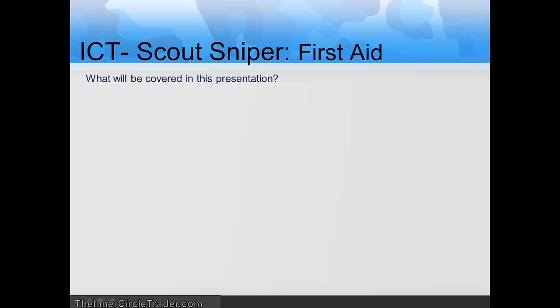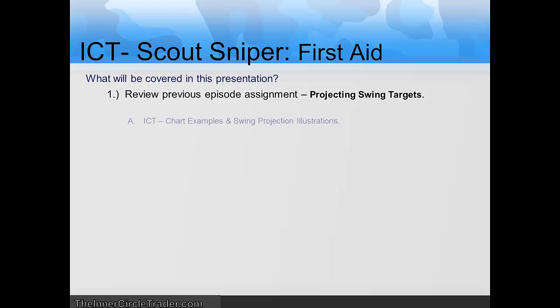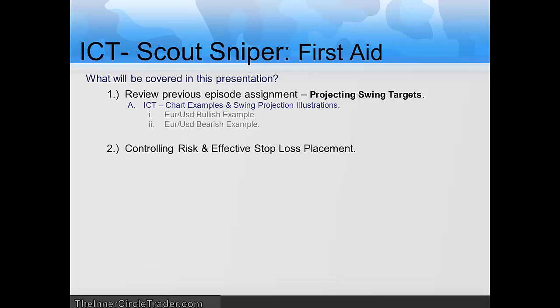In this episode, we're going to obviously look at a review of the previous episode's assignment, projecting swing targets. And we're going to be looking at some examples and projections in illustrated form. We're going to be giving a Euro USD bullish example, a Euro USD bearish example, controlling risk, and effective stop loss placement.